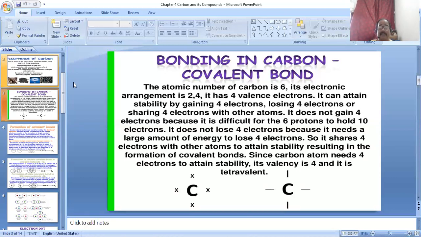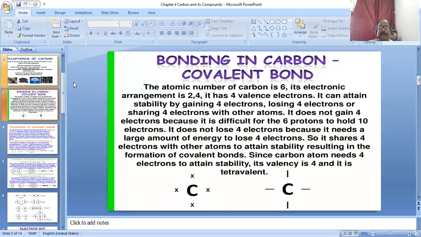It does not gain 4 electrons because it is difficult for the 6 protons to hold 10 electrons. It is also a problem if it receives 4 electrons. So it does not lose 4 electrons either, because it needs a large amount of energy to lose 4 electrons. Means in both cases, donating or receiving electrons, carbon faces a problem.